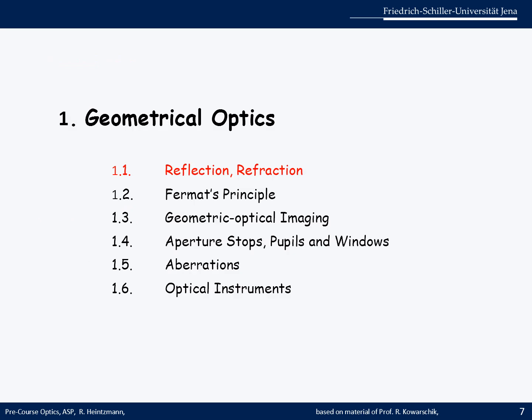So let's start right away with geometrical optics. We're starting with the laws of reflection and refraction. Then we go into Fermat's principle in optics, continuous geometrical optical imaging. Then we are dealing very shortly with aperture stops, pupils, and windows, a little bit of aberration theory, and then end this first lecture on optical instruments.